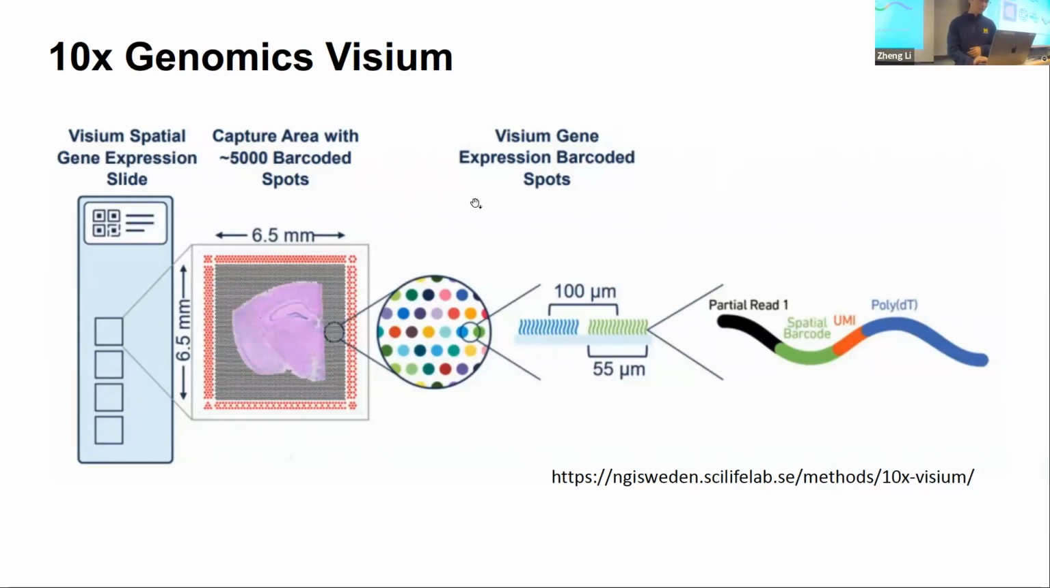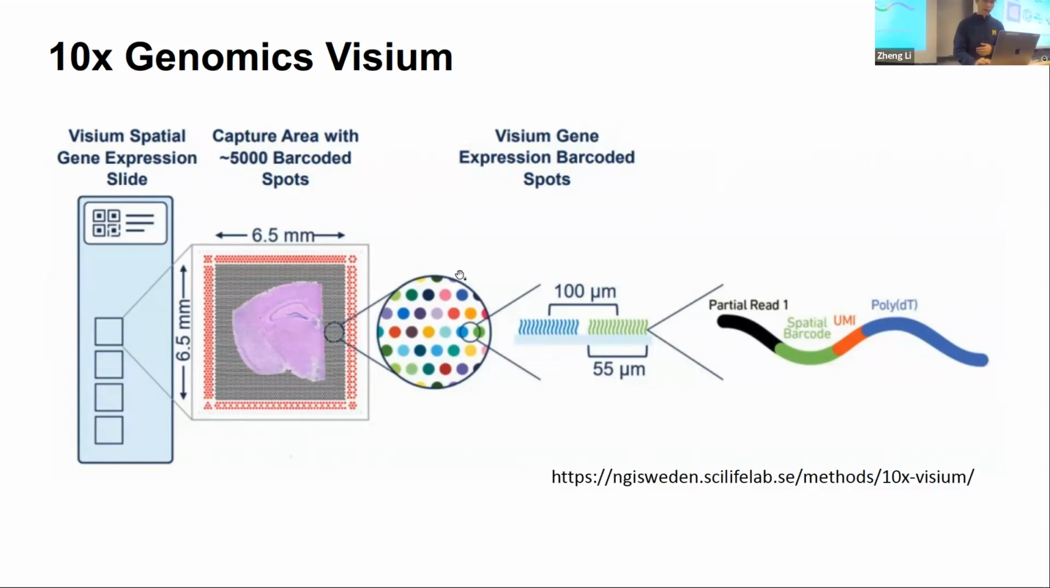So this is a very popular spatial transcriptomic technology, commercialized by 10x Genomics, called Visium. At the beginning, you have a so-called Visium spatial gene expression slide. Within this slide, you have four different capturing areas. And within each capturing area, you can take a slice of your tissue sample and place it onto the capturing area to measure the spatial transcriptomics data.